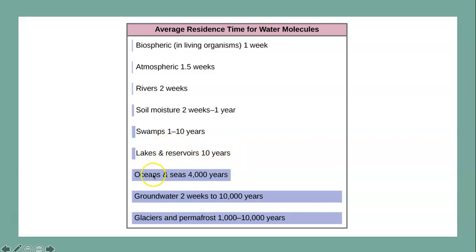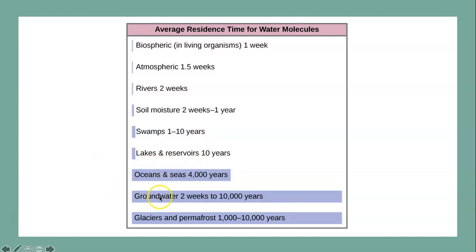But look at this. If it's in the ocean or a sea, it can stay as a water molecule in oceans for 4,000 years. Now, that's pretty interesting to think about, because if it's in the ocean or a sea, it's going to be salt water, which is unusable anyway. And so in order for it to become usable, to evaporate and become rainwater, that might not happen for 4,000 years. But you also have to remember that 97% of all the water on Earth is found here.